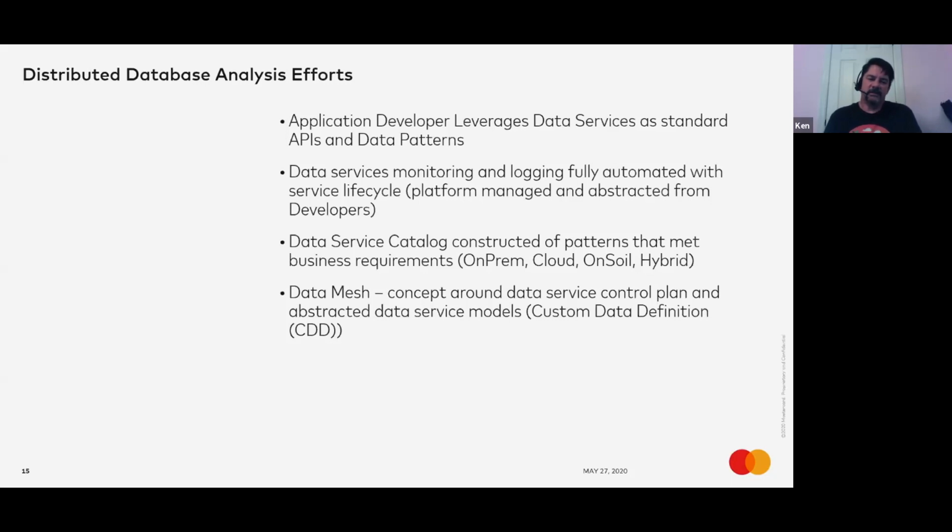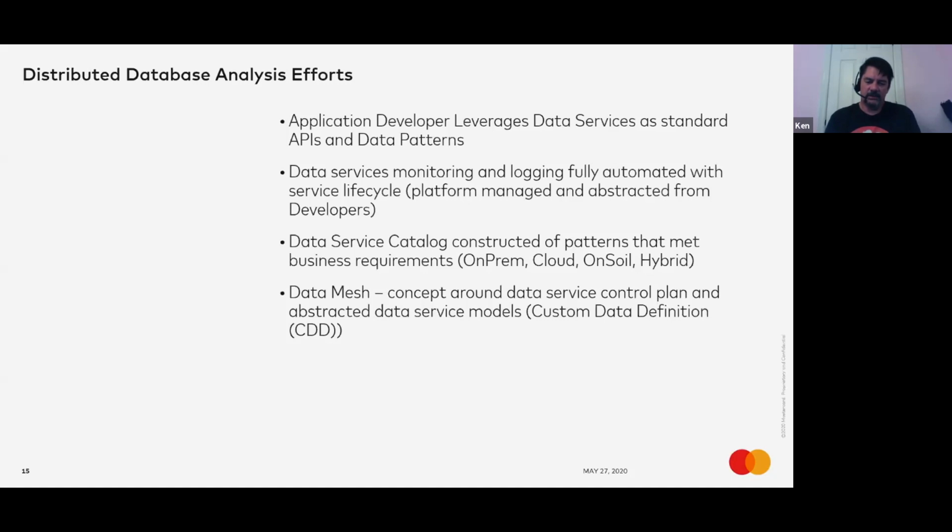The third thing is that the data service catalog is something we're trying to construct now, and it's being constructed more like patterns that focus on the business requirements. Some of our business requirements, because of compliance and other security concerns, require on-prem only services. Some of our patterns support cloud. Some have been developed around the on-soil pattern, because of some of the nationalism going on in the world, where we want to keep all of our services within one country so that nothing can leave that country. And then you have the hybrid of these different solutions as well.